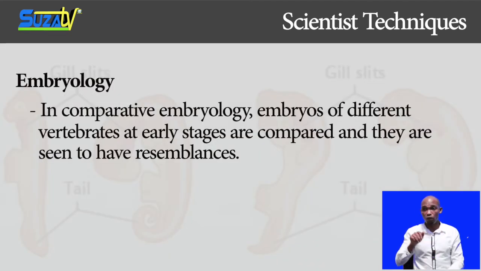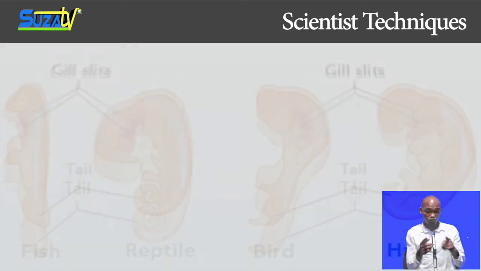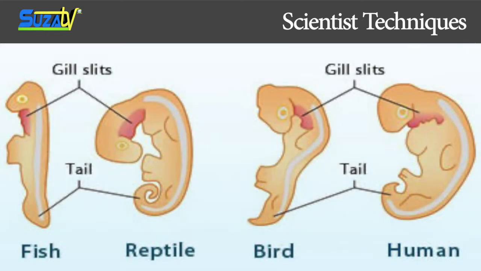Third is embryology. In comparative embryology, embryos of different vertebrates at early stages are compared and they are seen to have resemblances. Species that show similar embryonic development are assumed to be closely related, although the adults may be quite different.